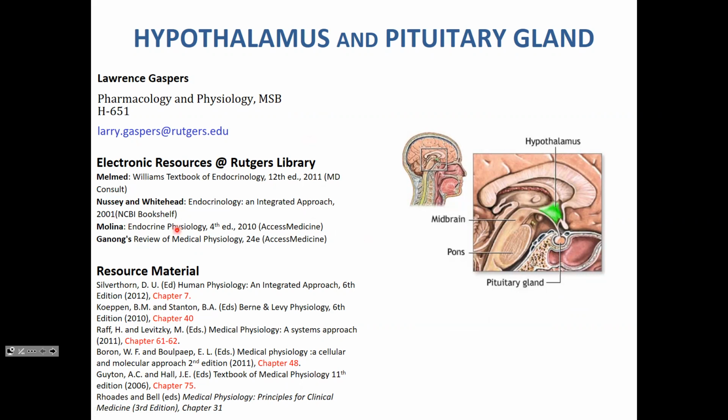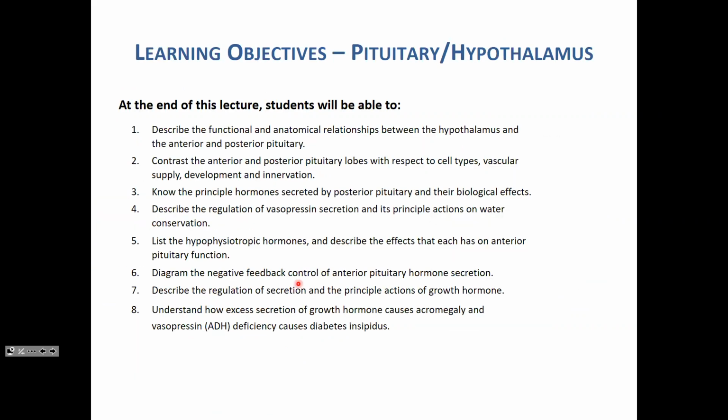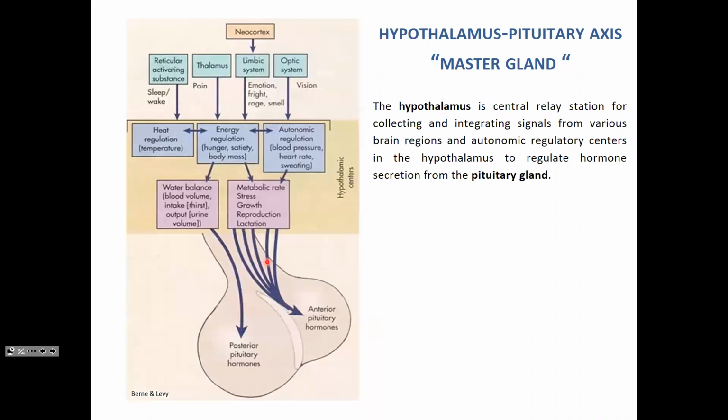Here are the resource materials I use to prepare the lecture, either electronic or in book form. Here are the objectives. Again, please read through them as you study the lecture for your exams and assessments.